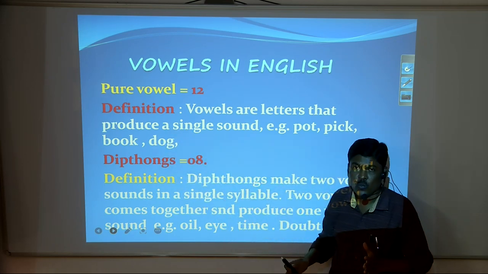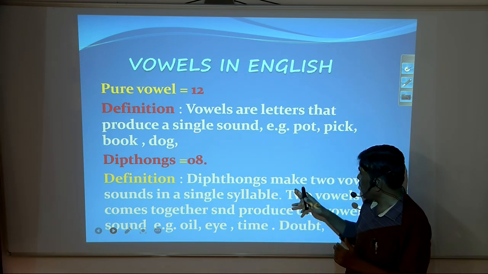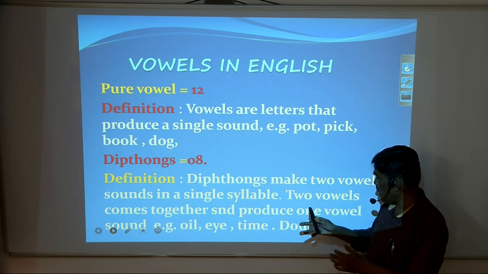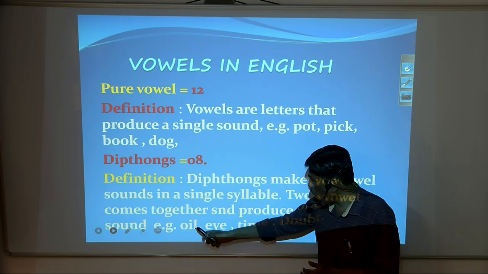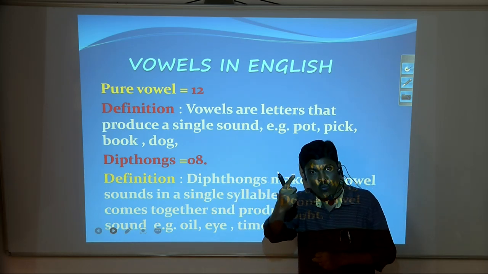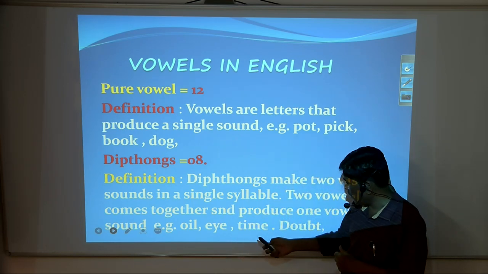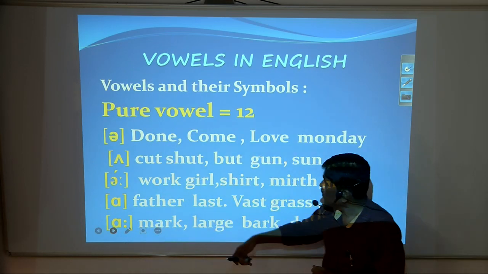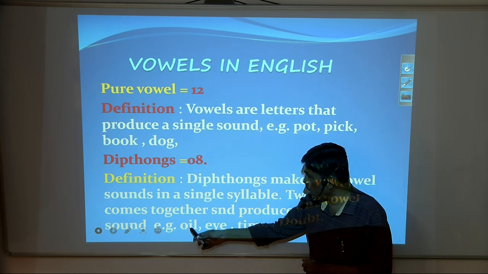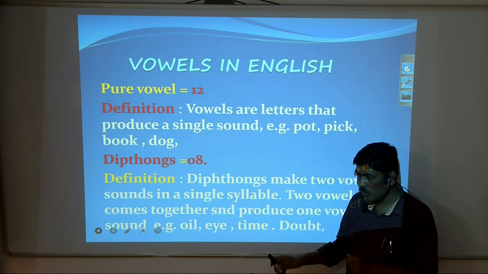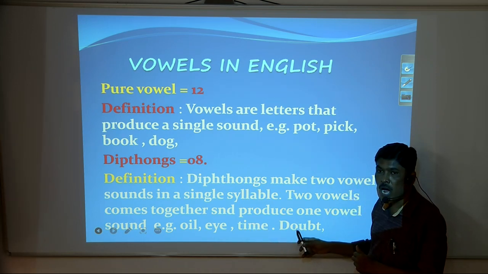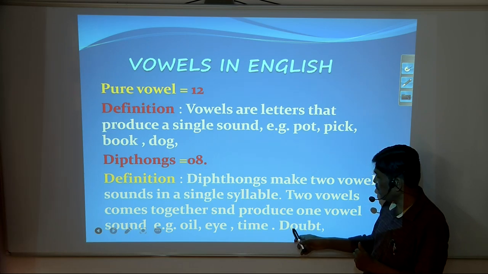Now diphthongs. First of all, try to know what is meant by a diphthong. Diphthongs are two vowel sounds in a single syllable. Two vowels come together and produce one vowel sound. For example, oil, I, time, and doubt. See, diphthongs mean two vowels come together and produce one single vowel. In oil, two vowel sounds come together. In time, again two vowel sounds come together. In doubt, these two vowel sounds have come together and produce the word doubt.